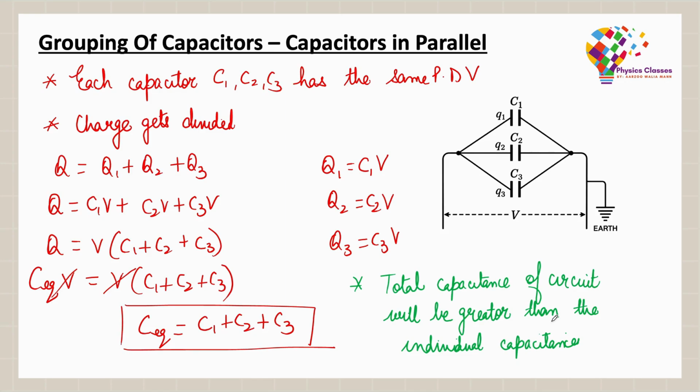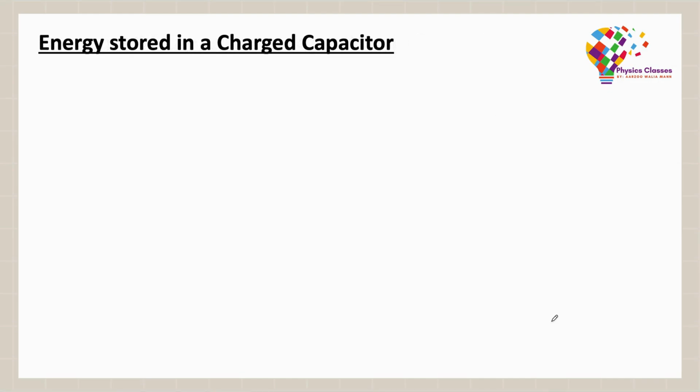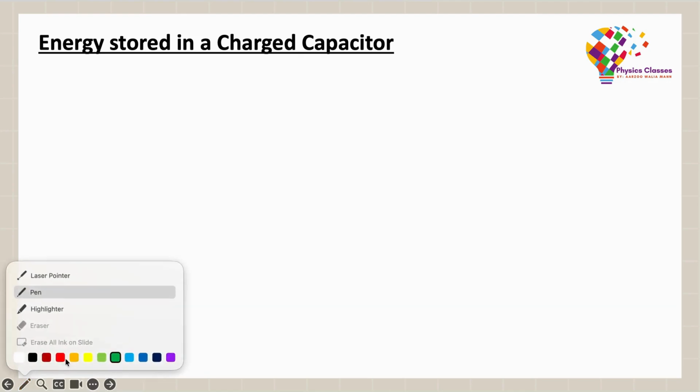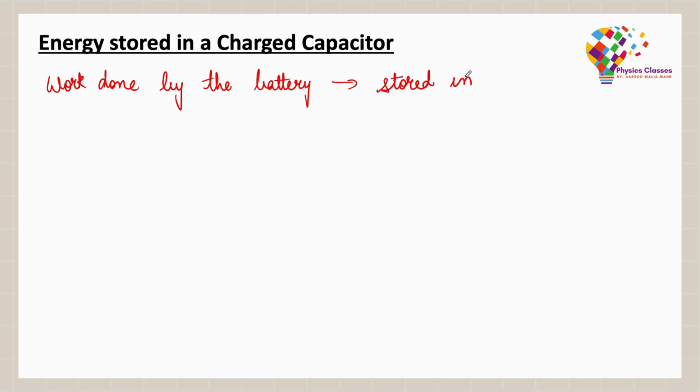Now moving on further ahead, let's start talking about the energy that is stored inside a capacitor. Now see, whenever we are charging a capacitor, obviously you will apply a potential difference, which is definitely provided by the battery. So we simply say that there is work done by the battery in order to charge the capacitor. Now this work that is done by the battery in order to charge the capacitor will be stored in the form of electrical energy.